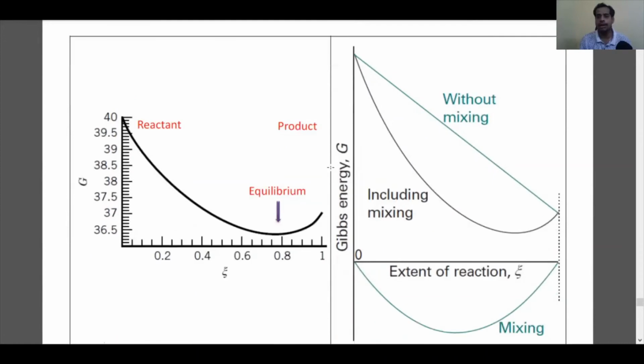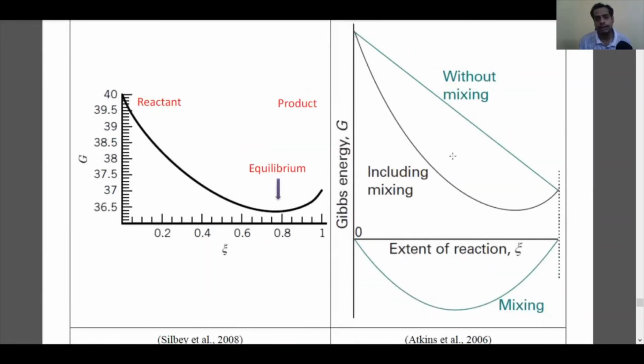So we'll get a graph which is the addition of both these graphs. One is a linearly decreasing graph and the other is a symmetrically decreasing kind of graph. So we get a resultant graph like this. Okay, so this graph is important.